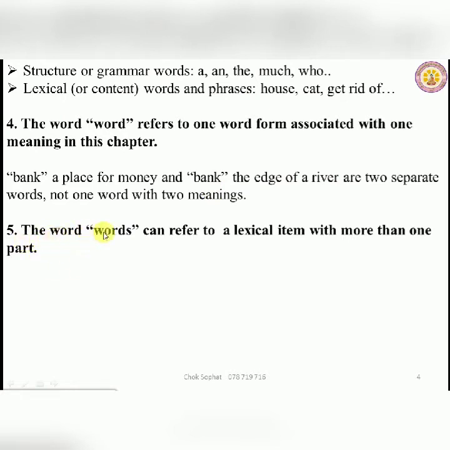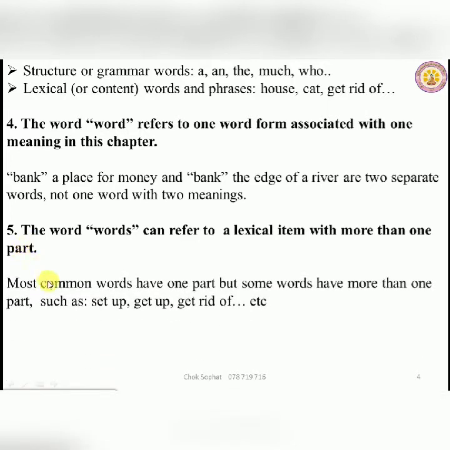Moreover, the word "word" can refer to a lexical item with more than one part, a lexical phrase. For example, the most common words have one part, but some words have more than one part, such as get up. So get up has two parts, get and up. Also set up. Get dressed up, or get off, there are three parts, for example. So this we call a lexical phrase, one that has more than one part.